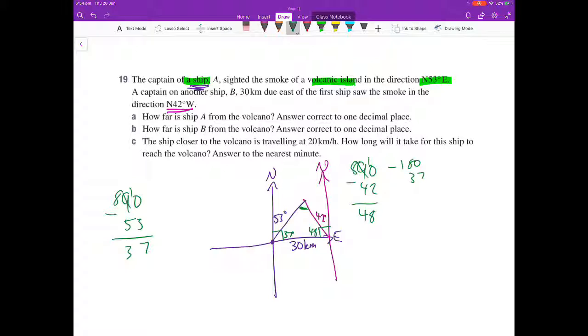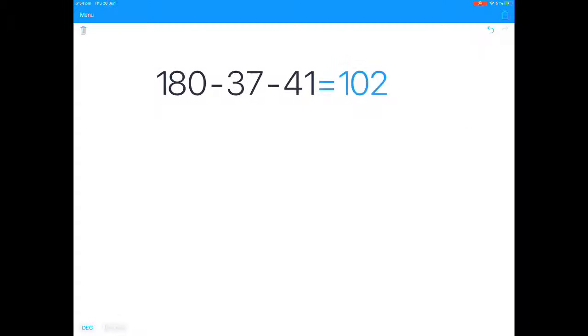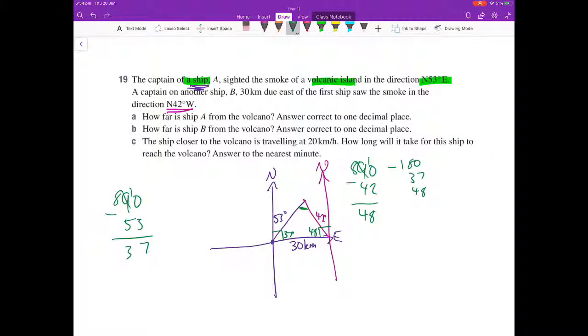If you're still getting stuck on your interior angles and where your complementary and supplementary angles are, you need to really pay attention to when it says you've got your north, your east, etc., because you're going to have lots of right angles and they will make your life a lot easier finding stuff. Our top angle there is 95.